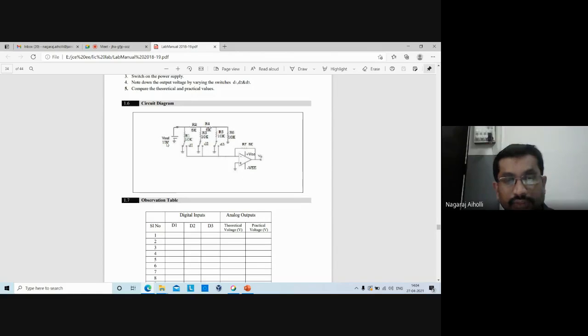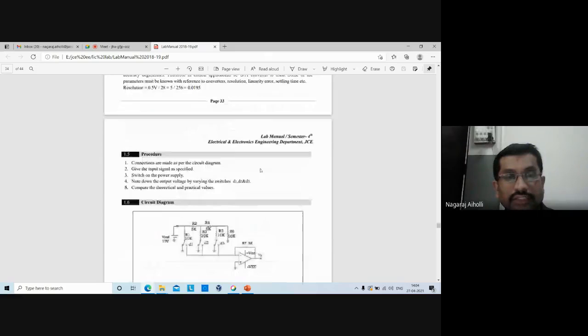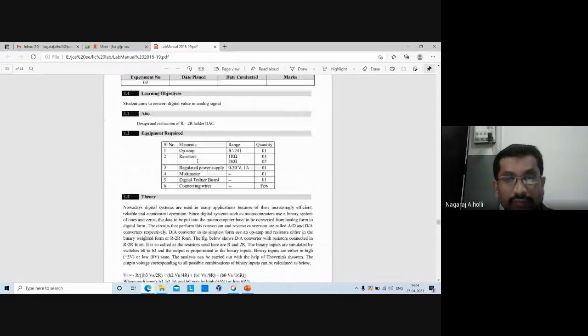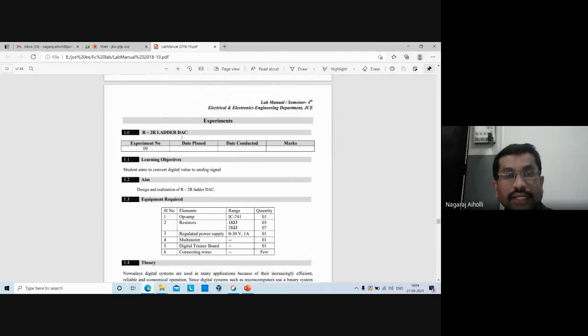So this is the circuit diagram. If you are applying the digital input, D1, D2, D3 are digital inputs. Suppose I apply 1, 1, 1, then the output that I may get is maybe 7 volts, or maybe 6 volts, slightly. That is, it will convert the input digital signal into output analog voltage. That is the function of the digital to analog converter, DAC.